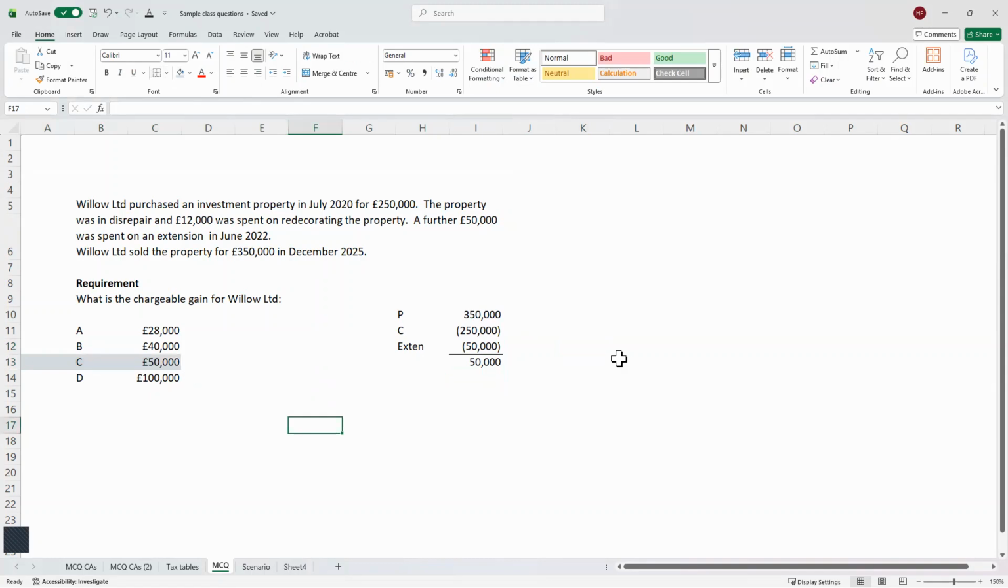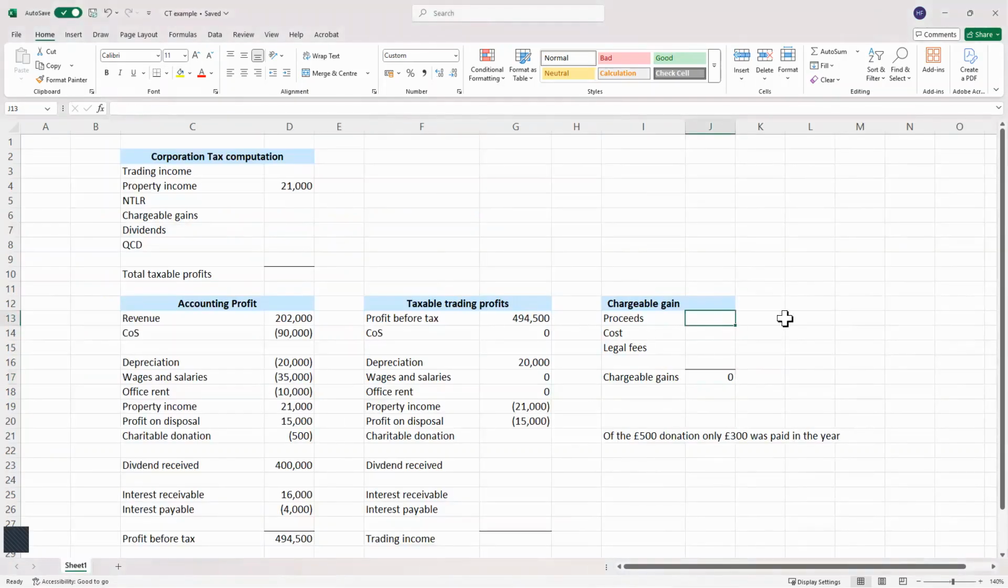So fairly straightforward calculation here, but just remembering to look out for amounts that can be deducted from the proceeds and amounts that can't be. For this example, we're going to assume that we sold the asset for £100,000, the cost was £60,000, and that we had legal fees on the sale of £5,000. So that gives us a chargeable gain of £35,000.